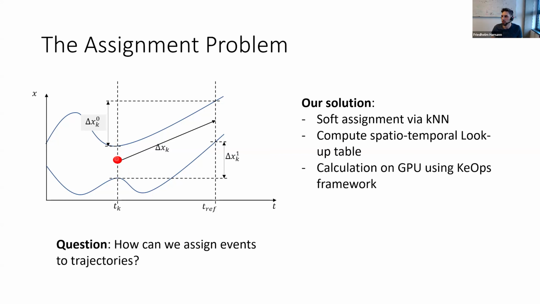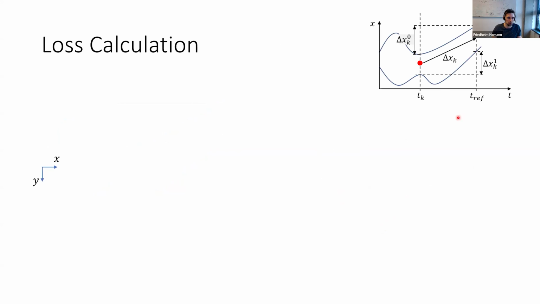So for each event, we look for the k closest trajectories. And this is still very difficult because, as I said, potentially we have millions of events. Therefore, we don't calculate this for every event, but we compute a spatiotemporal lookup table. And in order to have a differentiable solution, we do the calculation using a framework called KOPS. Let's now look a little bit closer at how we do this k-nearest neighbor assignment.